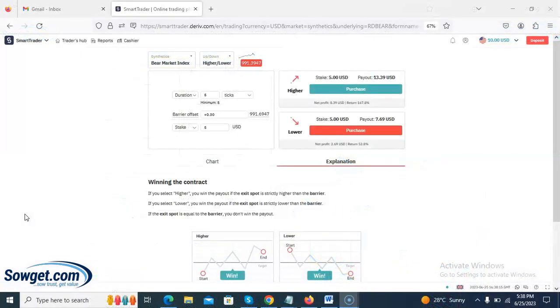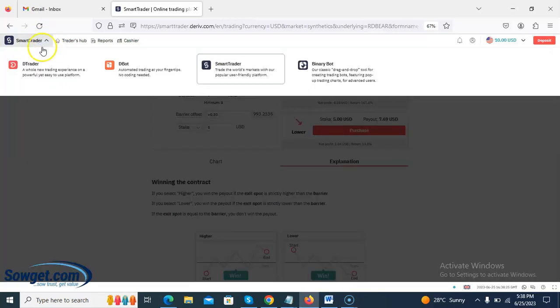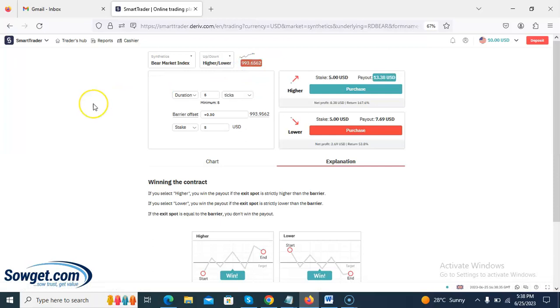If you want to trade this strategy, of course you must have logged into your Deriv account like this, and then just come to your Smart Trader here. Although you won't see Smart Trader, by default you are going to see DTrader, as you can see here. But you just come to Smart Trader, click on it, and that's where it will take you to this page. The asset that we are trading on, that's the instrument, is the Bear Market Index.